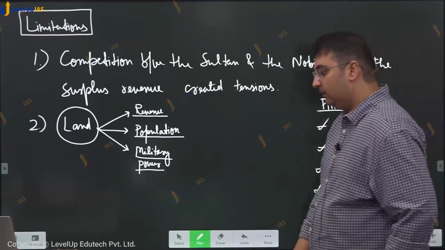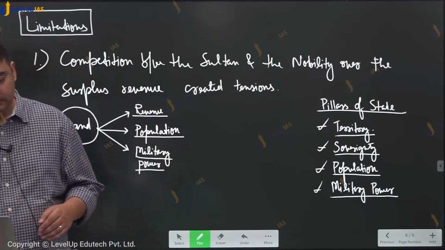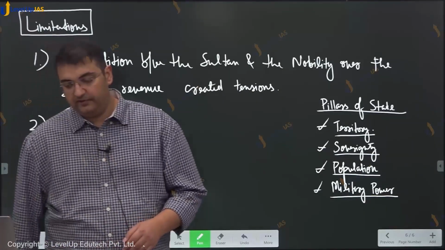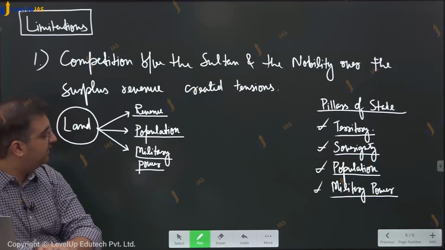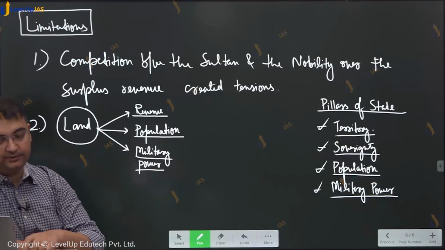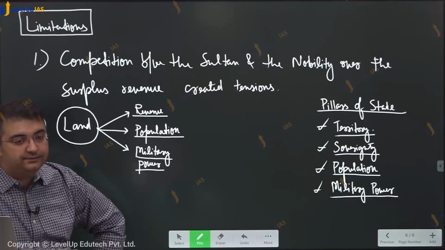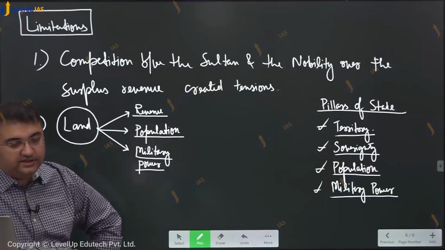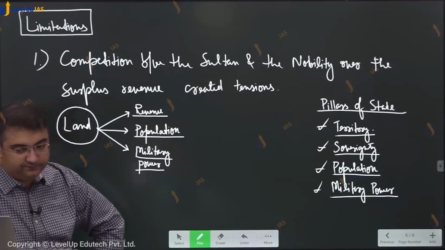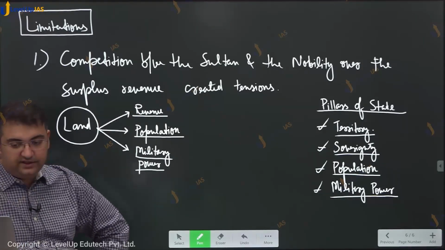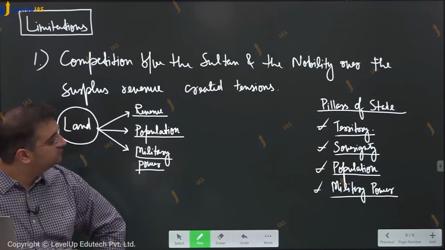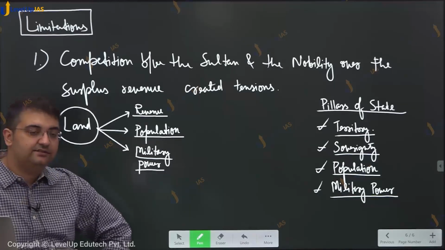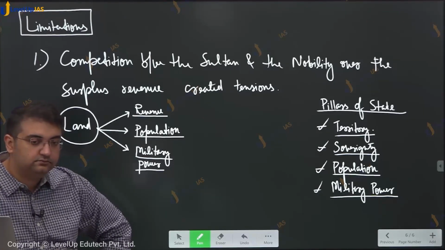Write down. Nice. Second point here. The interlinkage of the aristocracy and provincial power with land led to the emergence of centrifugal tendencies. Full stop.